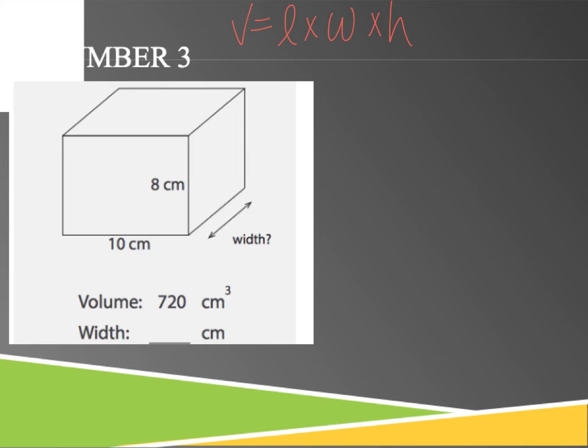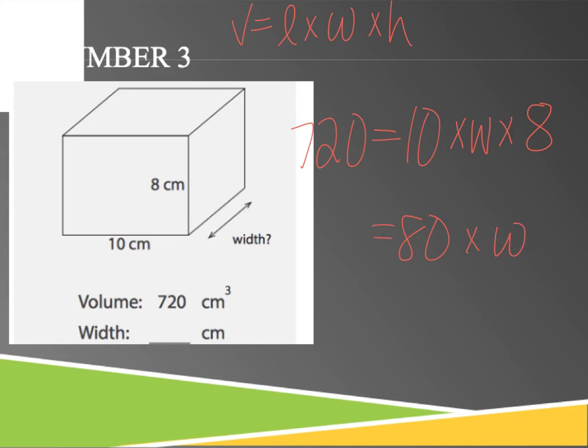Okay, so if my volume is length times width times height, I know that I do have my volume, that is 720 centimeters cubed. I have my length, which is 10 centimeters. I don't know my width, so I'm going to keep that a W. And my height is 8. So I know that 10 times 8 is 80, times some other number will give me 720. So what times 80 will give me 720? I could divide these numbers, but if you're not so great with division, you could always do the opposite of division. 80 times what will give you 720?